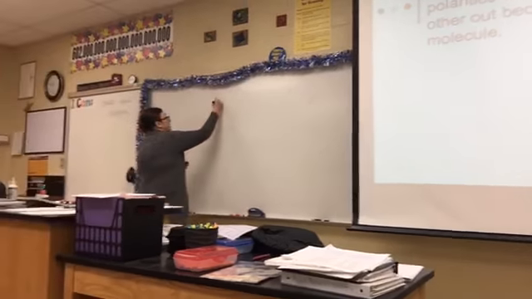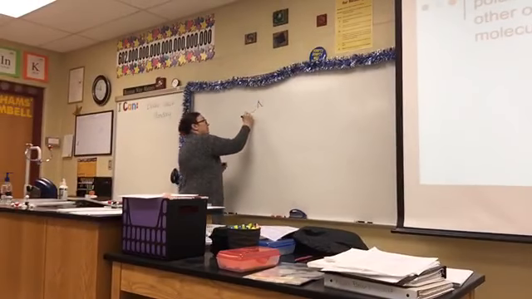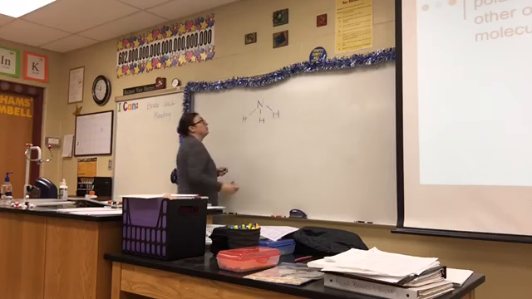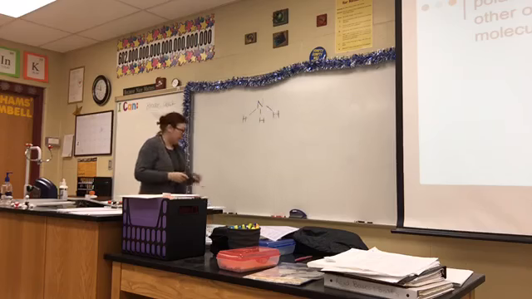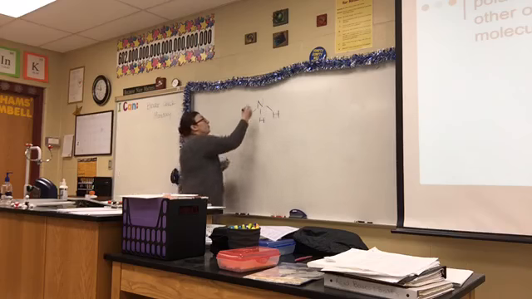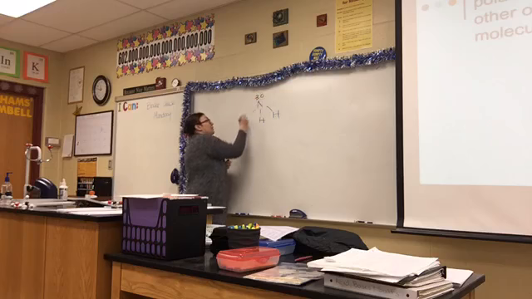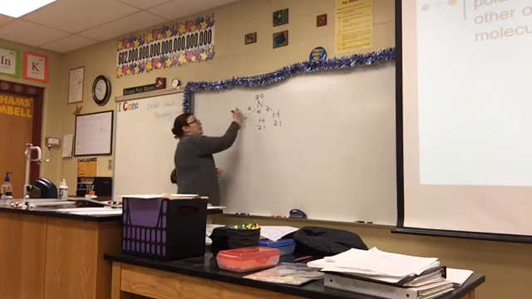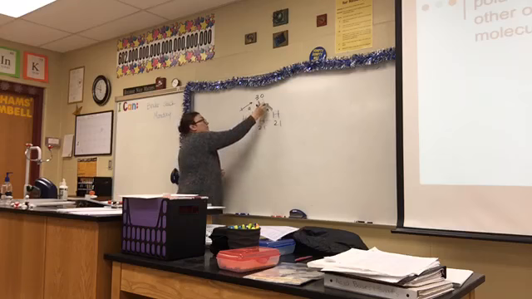NH3. So N, H, H, H. Nitrogen is what electronegativity? 3.0, and each of these are 2.1, 2.1, 2.1. So each one of these is a 0.9 difference, right? So they're all polar, and I would draw my dipoles like this. Right?